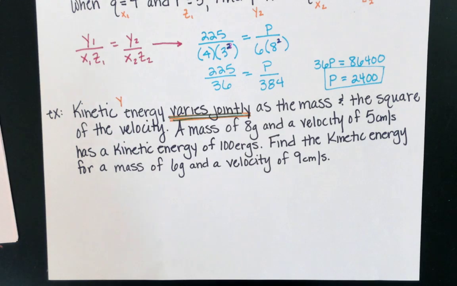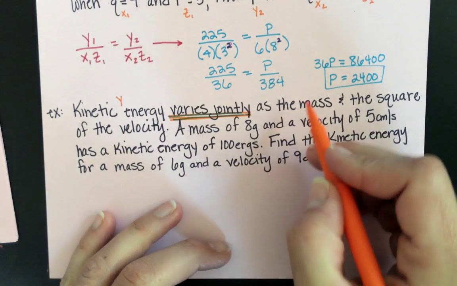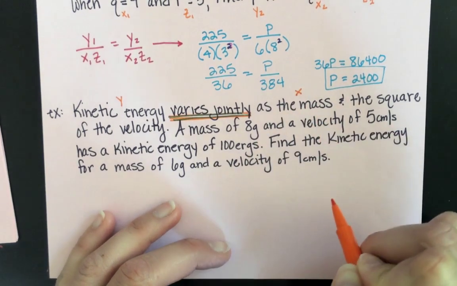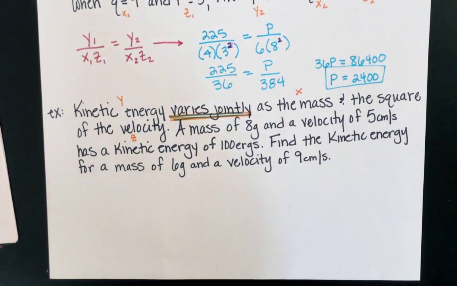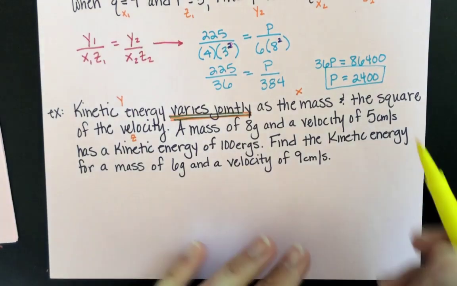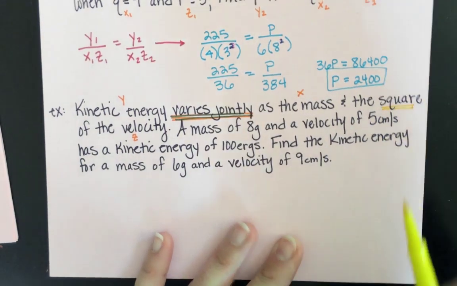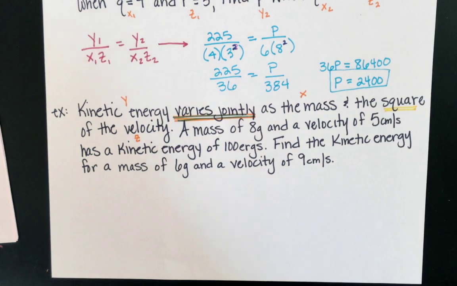After, if it's joint, there's going to be two things. So we can see mass is X and velocity is Z, but we don't want to forget that it does say that we're going to have to do something to that velocity.